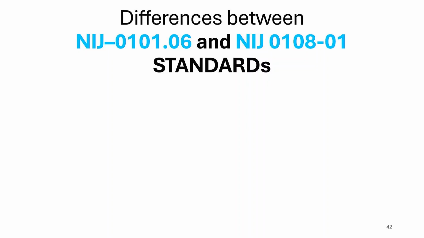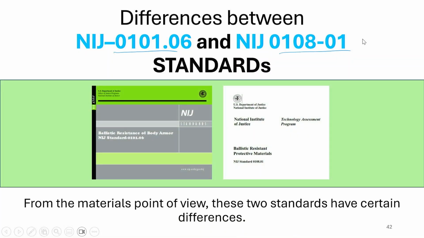First, let us try to understand what are the differences between NIJ 101.06 and 101.01 standards. NIJ is the National Institute of Justice in the US. They formulate the standards, and from the materials point of view, these two standards have certain differences.